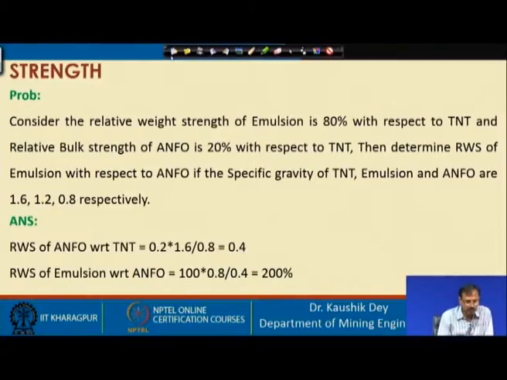Now, let us look into the second part. We know the relative weight strength of ANFO with respect to TNT is 0.4. We know the relative weight strength of emulsion with respect to TNT is 80%. So, the energy obtained from a weight of emulsion over the energy obtained from the same weight of TNT is equal to 80%, that means 0.8.